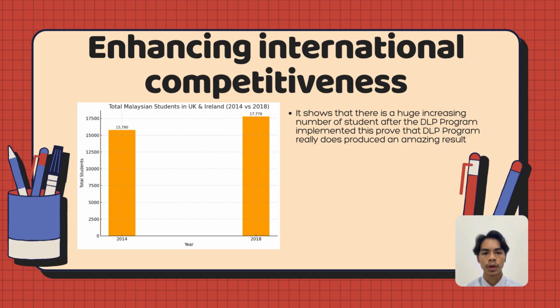In 2014, before the DLP was introduced, around 15,780 Malaysian students were studying in the UK and Ireland. By 2018, after the DLP had been implemented, the number increased to 70,776. This shows a positive trend and supports the idea that the DLP is helping students become more globally ready.